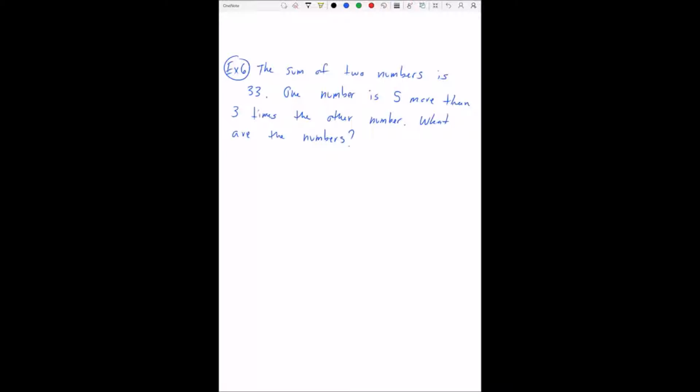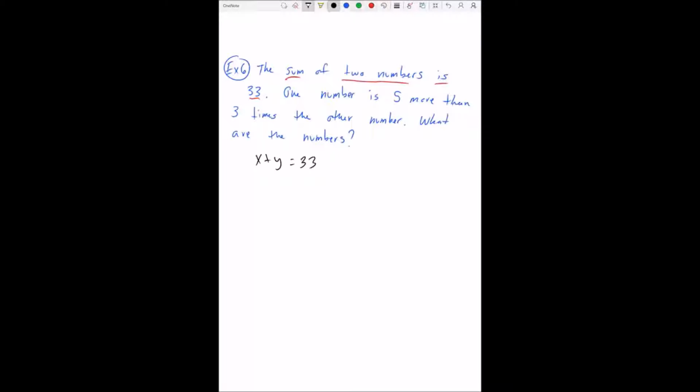So what we need to do is figure out what two equations do we have. So first of all, it says the sum of two numbers is 33. So that means we have two numbers, and when we add them together, it's 33. So our first equation is x plus y equals 33, right? X being one number we don't know, and y being the other number we don't know, because they're two separate ones. You can use a, you can use b, but it's common to use x and y.